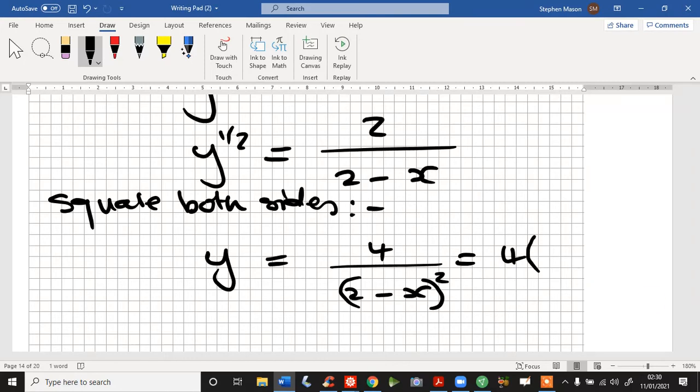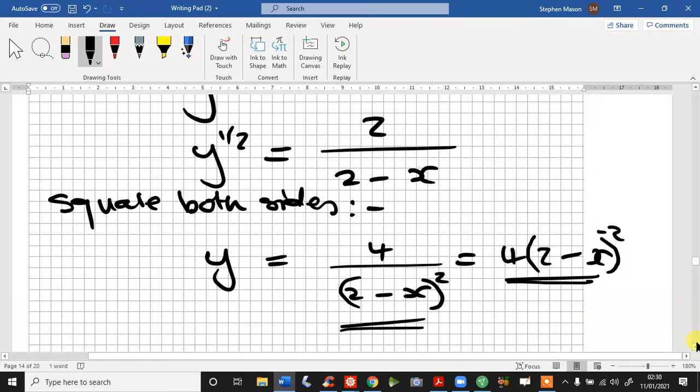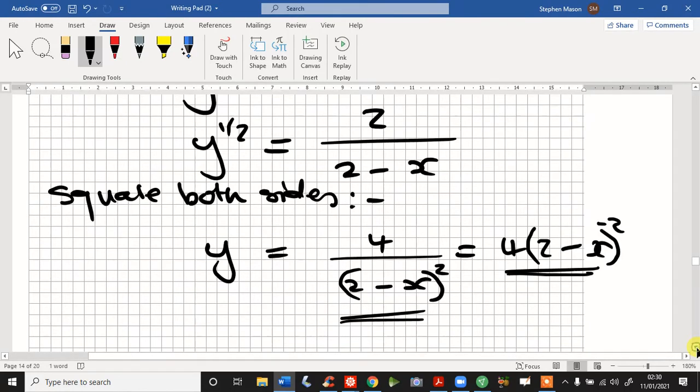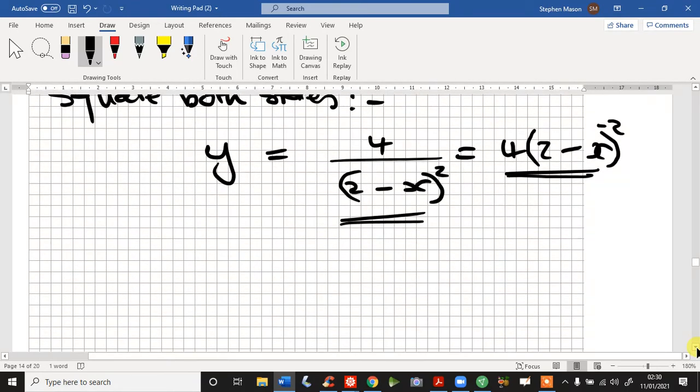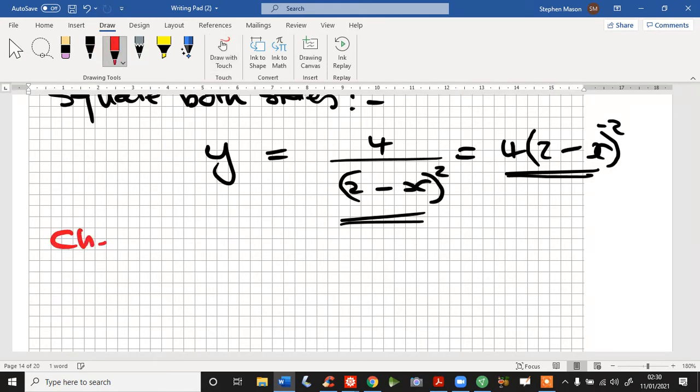I'm rewriting it like this for a reason, because we're going to check that we've got the right solution. Normally you'd leave the solution like that, but I'm writing it like that as well, because we're going to show that that is the correct solution by performing a check, as it were. So let's do that.